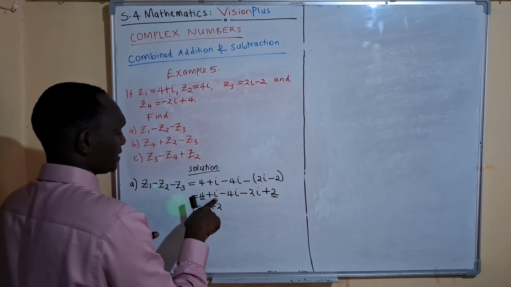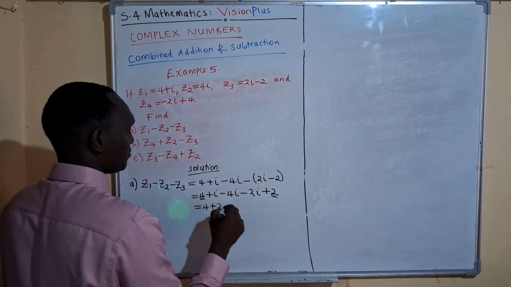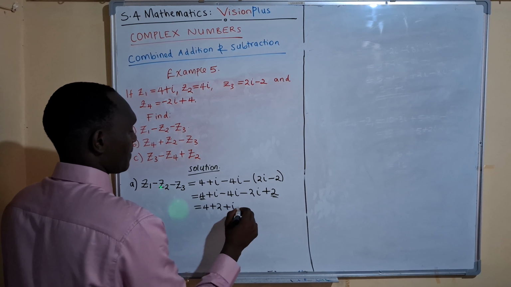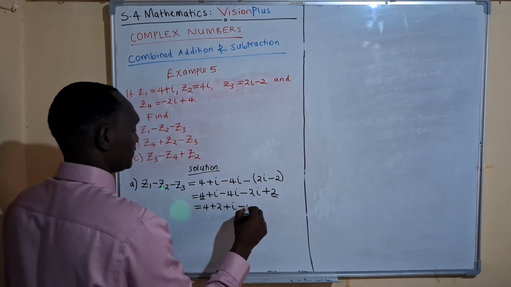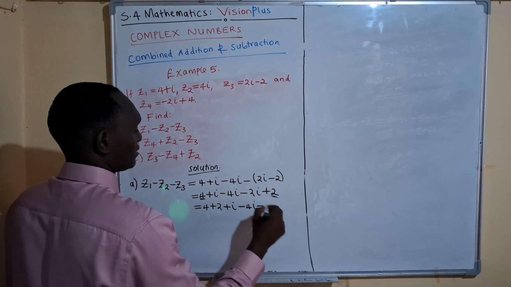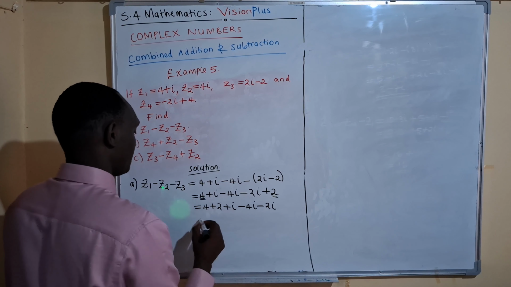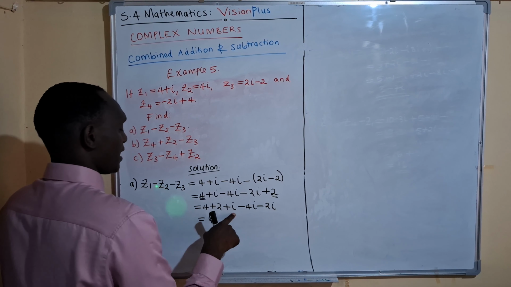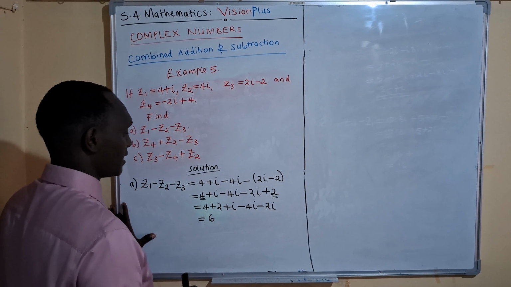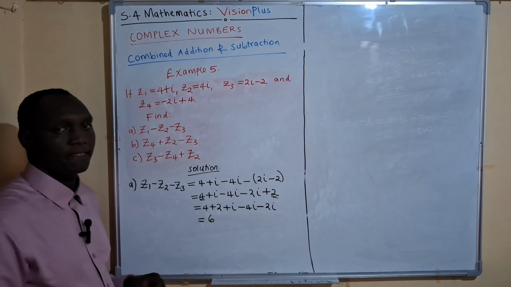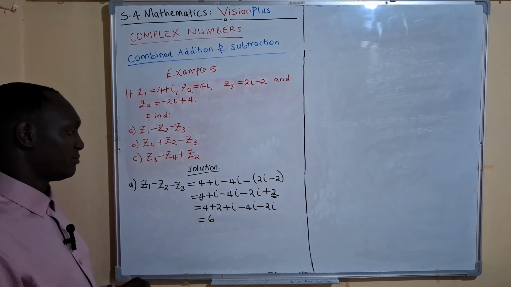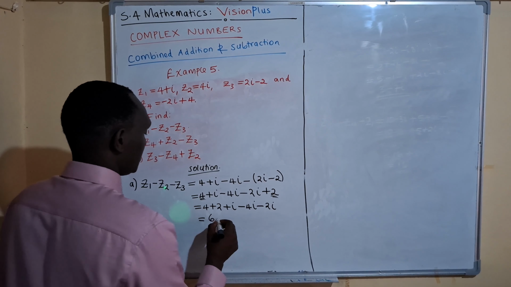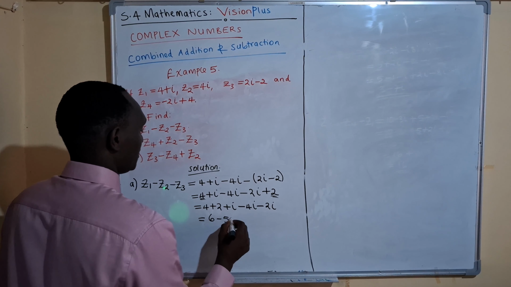And then the imaginary parts, here we have i, which is positive, so plus i, minus 4i is negative, then minus 2i, which is negative. This equals 4 plus 2 is 6. i minus 4i is negative 3i. Negative 3i minus 2i is negative 5i.